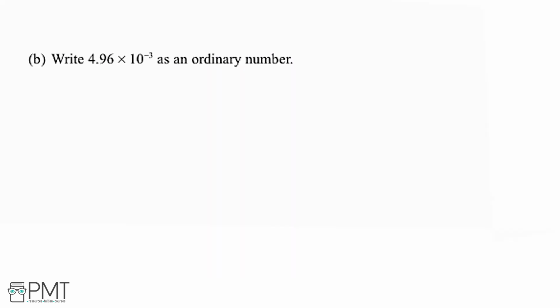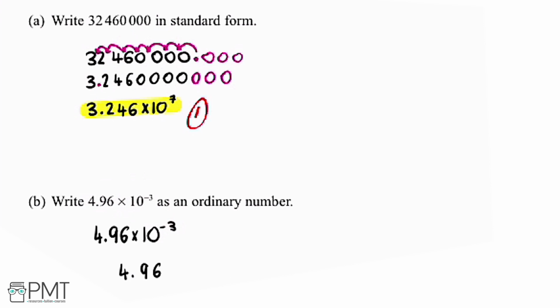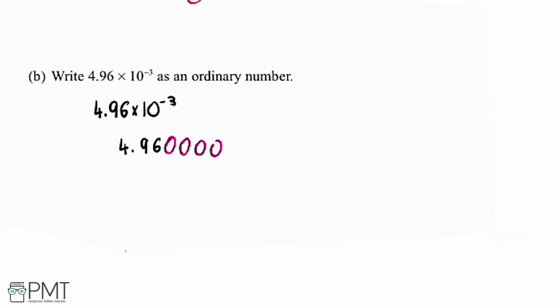So part B, we're going to write 4.96 multiplied by 10 to the power of minus 3 as an ordinary number. So we're essentially going to do the process we just did in reverse. So in our previous example in part A, we had 10 to the power of 7. So to get back to our original number, we'd have to shift 7 places to the right. In this case, we've got 10 to the power of minus 3, so we're going to shift 3 to the left. Now I'm going to fill with some zeros on the right hand side and some zeros on the left hand side, because we know they don't actually make a difference to the number.